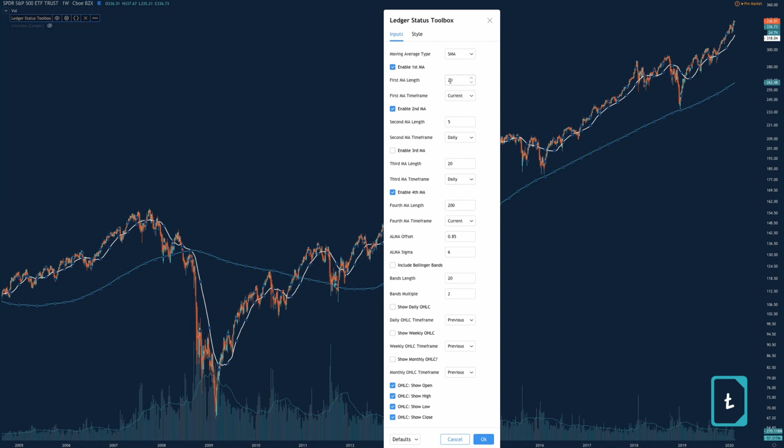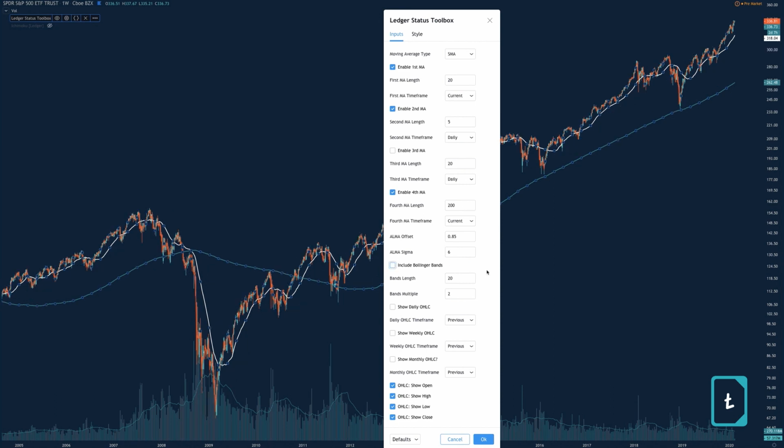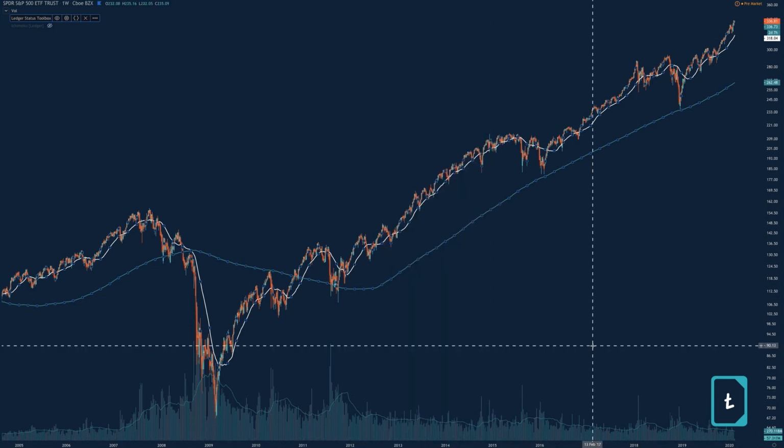The 20 SMA is the same thing as the Bollinger Band midline. That's what the Bollinger Band system uses by default. That's why I think this moving average in particular is looked at a lot, because Bollinger Bands are one of the most popularly used tools in trading.